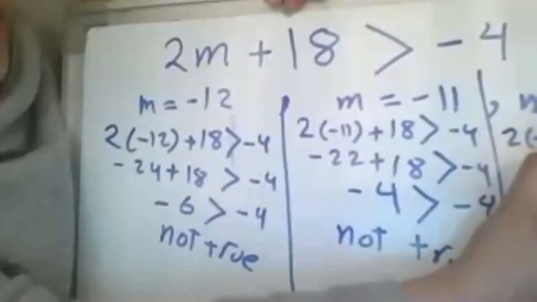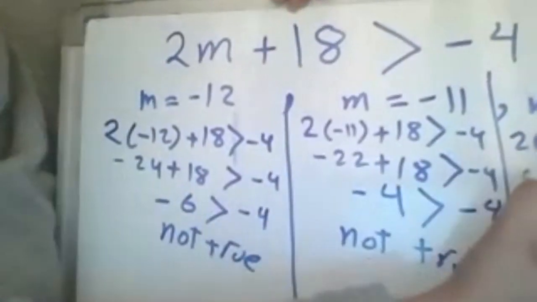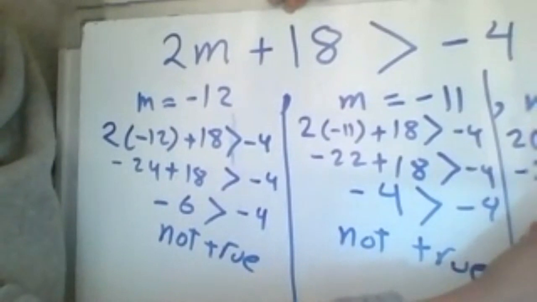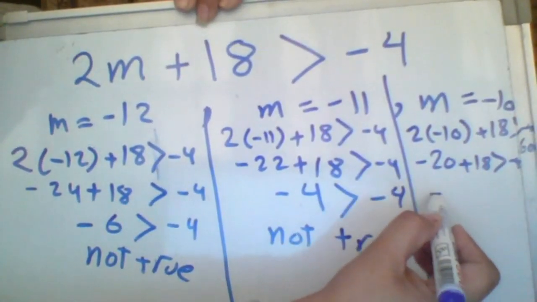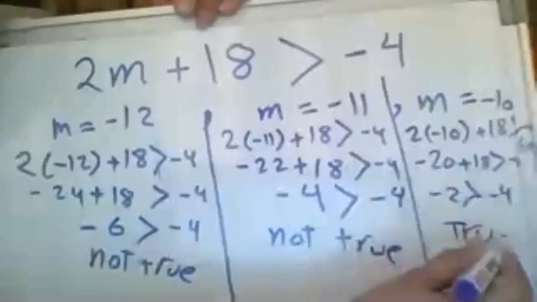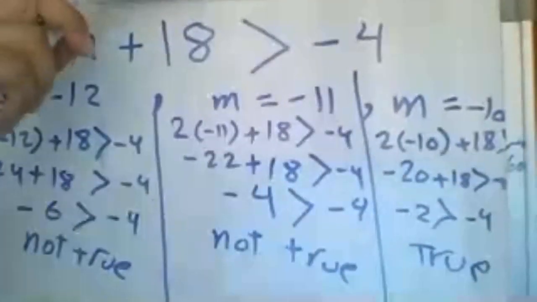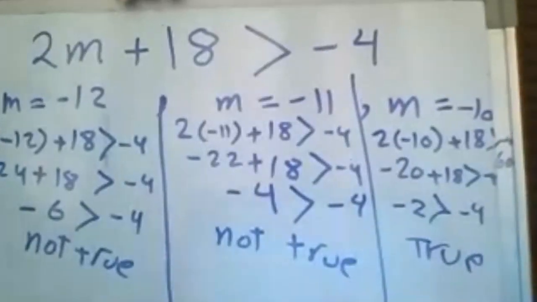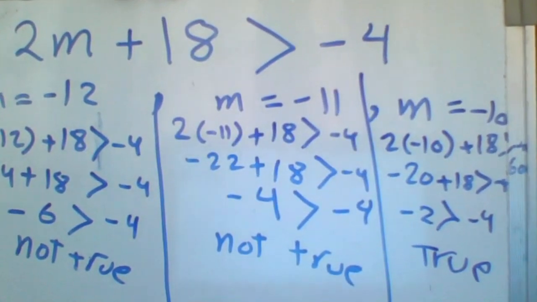Here, m equals negative 10, so it will be 2 times negative 10 plus 18 more than negative 4? It will be negative 20 plus 18 more than negative 4. Then negative 20 plus 18, it will be what? Negative 2 and negative 4. It will be correct or not? Yes, correct. So negative 2 is more than negative 4. So this question was in your book, page 220, question number 4.